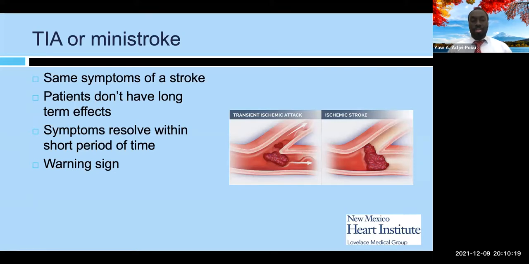And again, I want to emphasize that this is a warning sign. If you have these symptoms, that means that you're at risk for developing a stroke at some point in the future.